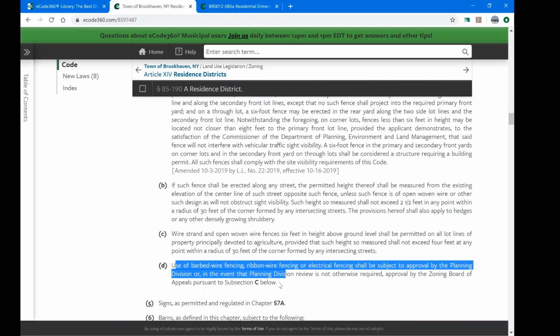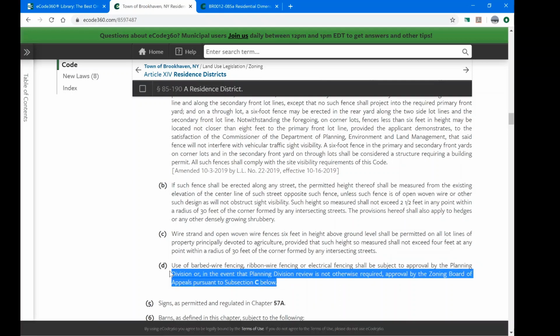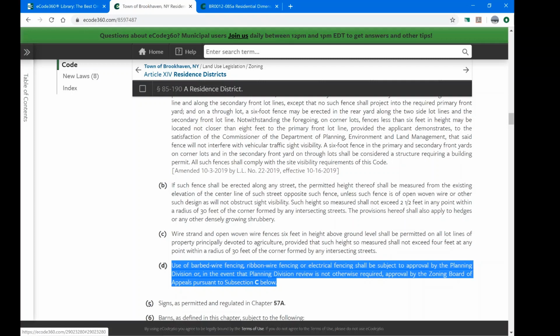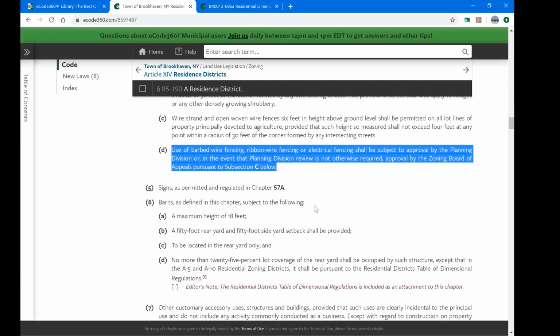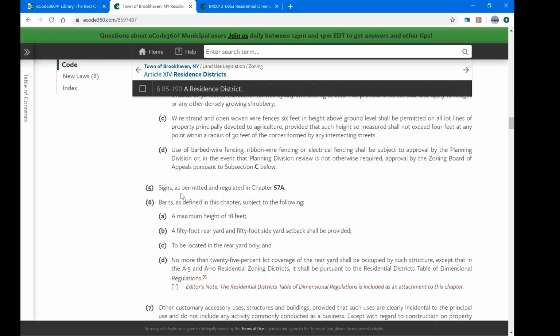Okay, it's not something they're going to just hand out all the time. You have to have a really good reason to want to put barbed wire fencing or ribbon wire fencing or even electrical fencing on your house, but you can do it. How about signs? Okay, signs can be placed, but they are regulated under Chapter 57A. You have to go there to find out exactly what size those signs can be.